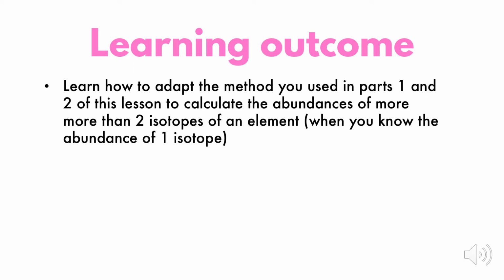Now for the specific examples that we're going to look at here, you'll already know the abundance of one of the isotopes. There are other ways that you might need to approach these questions where you don't know the abundance of one of the isotopes, but we'll look at that in the next video. For now, we're sticking with examples where we already know the abundance of one isotope.